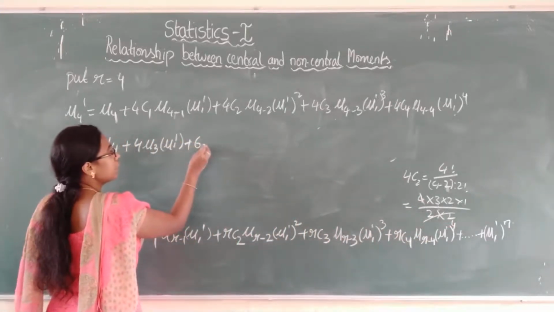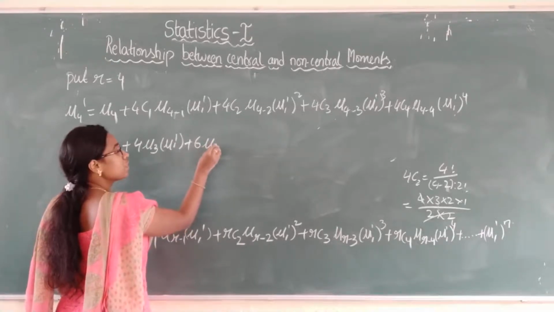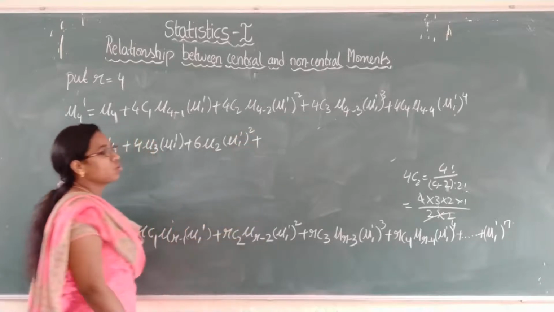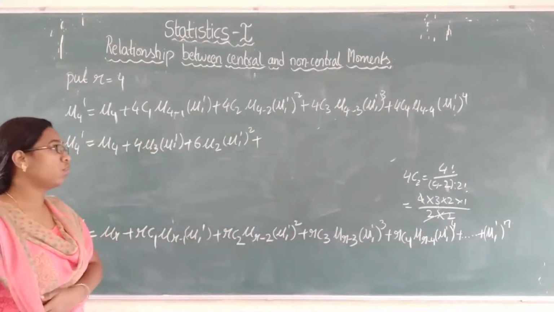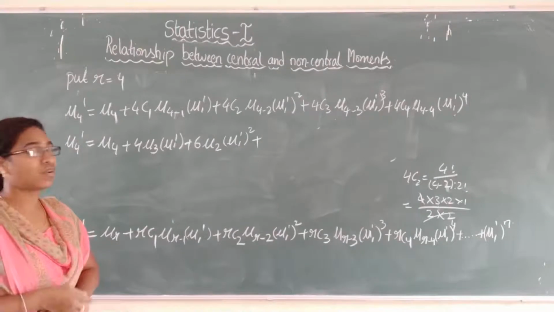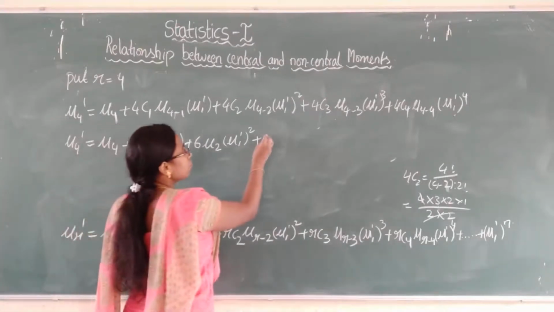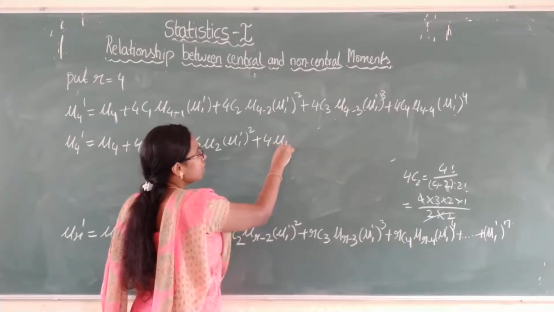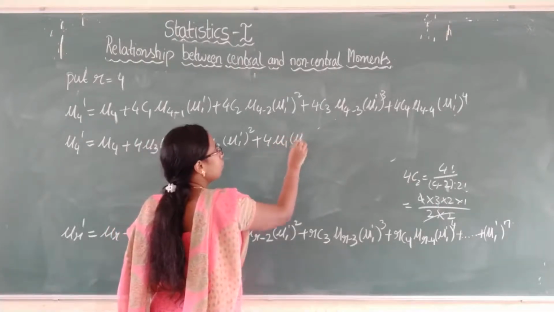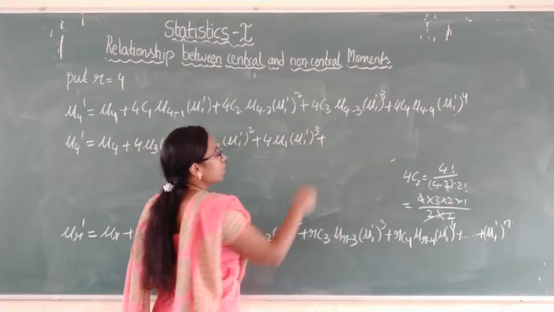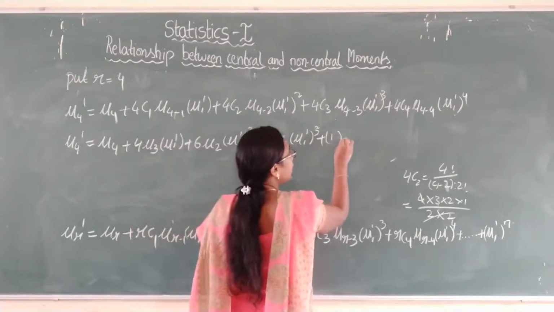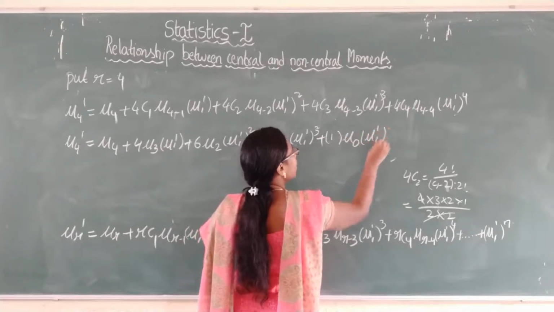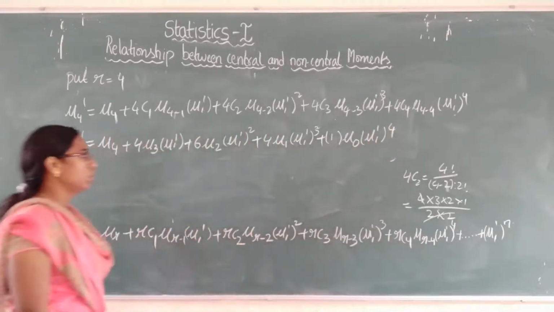So 6 into mu4 minus 2 is mu2, into mu1 dash square, plus 4c3 value is 4. Always nC(n minus 1) value is n itself. So 4 into mu4 minus 3 is mu1, into mu1 dash cube, plus 4c4 is 1, into mu4 minus 4 is mu0, into mu1 dash power 4. Now simplify it.